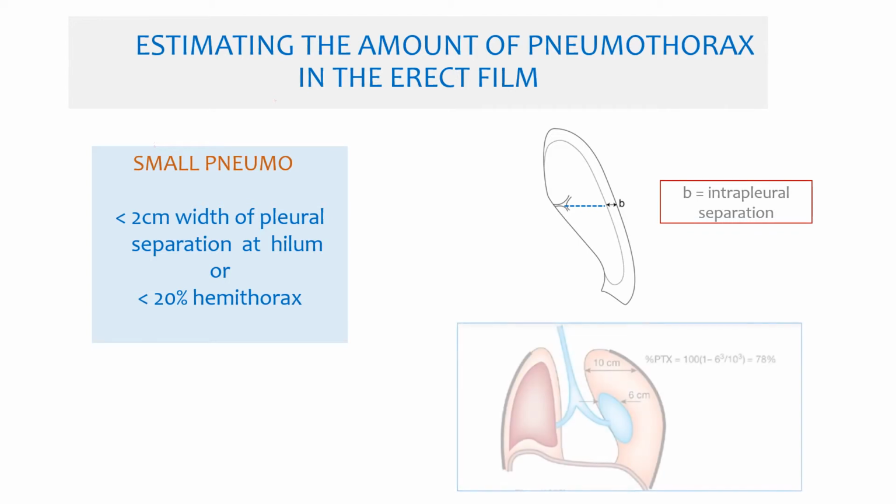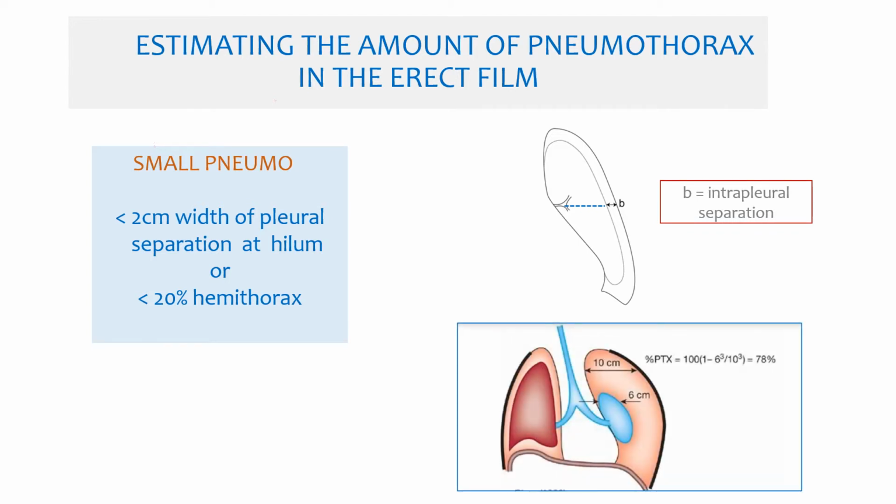So this is one way, and the second way, given by Light, who is also known as the father of pleura, is in percentage. If it's less than 20% of the hemithorax, it's again a small pneumothorax. Here 6 centimeters is the separation at the hilum, and 10 centimeters is the hemithorax distance. So this is the formula. As you can see, you cube it and then you divide it as shown here, and this here is 78% in the figure.